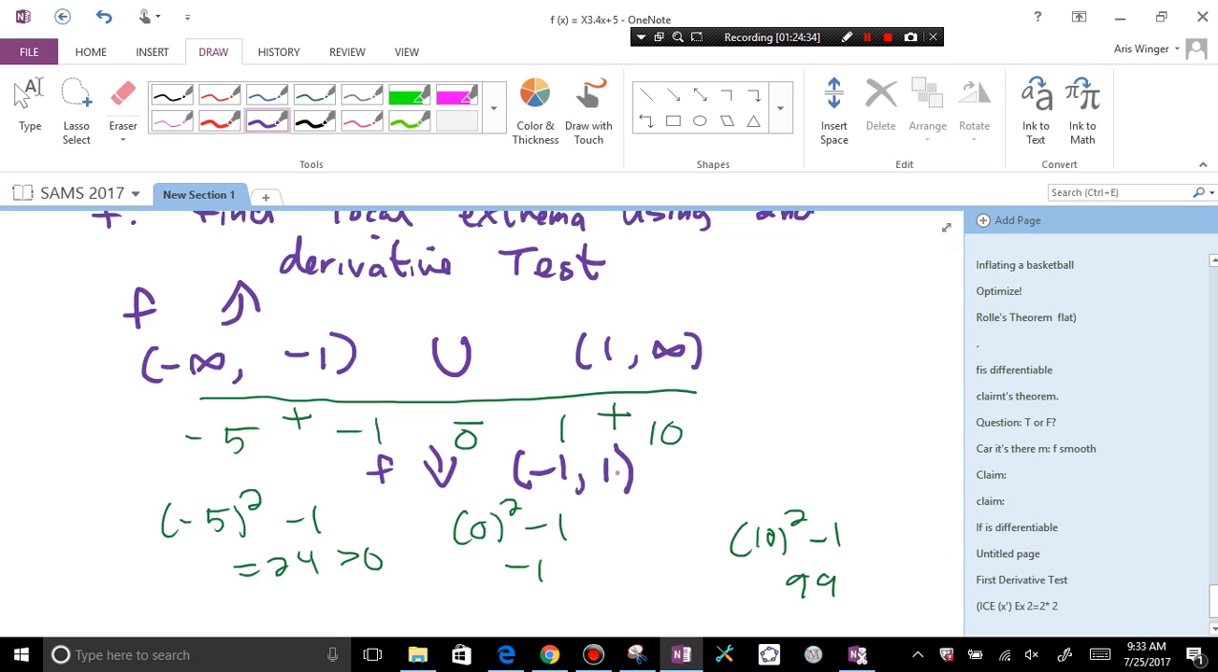Tomorrow we'll finish this problem, and then we'll do some applications, word problems. I'll try and intimidate you, but I can't. I can't intimidate you.